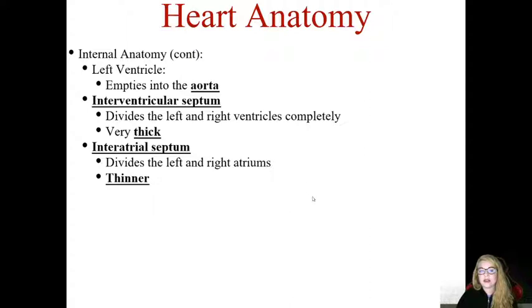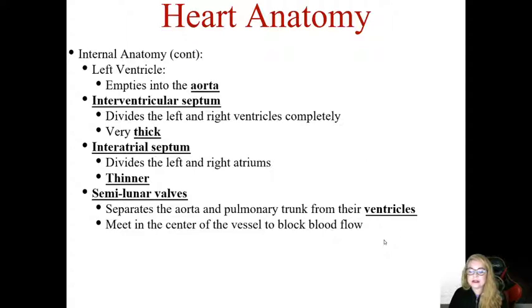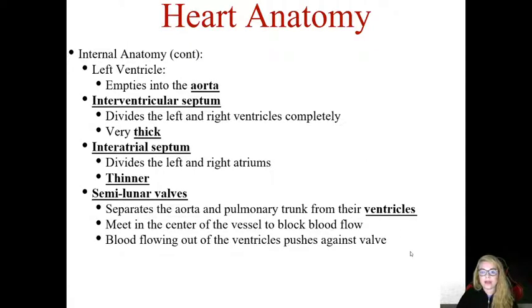All right. Additionally, we have another important valve that's called the semilunar valve, and it separates the aorta and pulmonary trunk from the ventricles. Okay. It meets in the center of the vessel to block blood from flowing, and so the blood flow out of the ventricles pushes against the valve and causes it to open. And this is a one-way valve. Most are. And it ensures that blood never flows back into the heart once it is pushed out, because that would be very, very bad. So this is a one-way system.